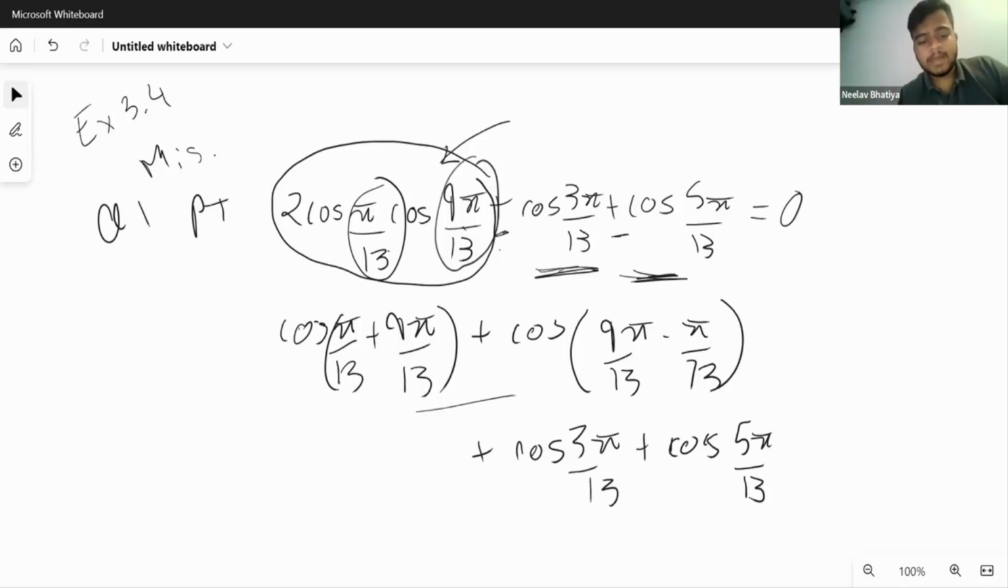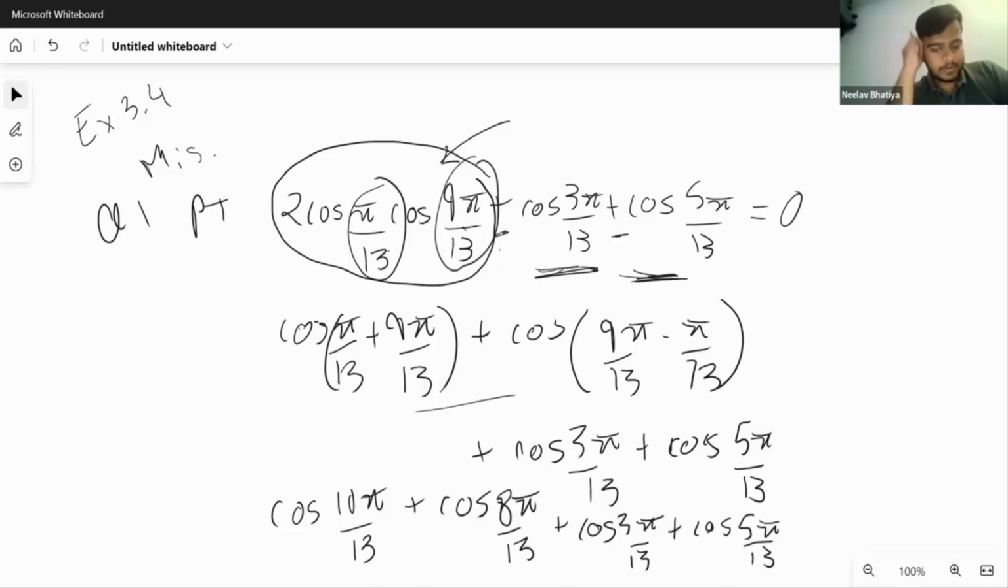So cos(pi by 13 plus 9 pi by 13) is nothing but cos 10 pi by 13. Correct? Plus cos(9 pi by 13 minus pi by 13) is cos 8 pi by 13. Plus these two terms I'll write as is. Correct. So this is something that I ended up with. Now, doesn't seem to cancel out, does it? There is one slight change that you have to incorporate to cancel all these terms out. And you'll be able to do that, right? Just remember that this is where we ended up. And I'm going to rub this part off so I have more space to write the solution.